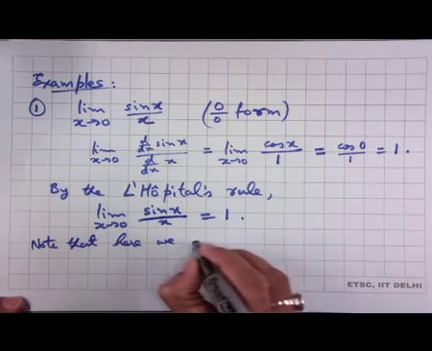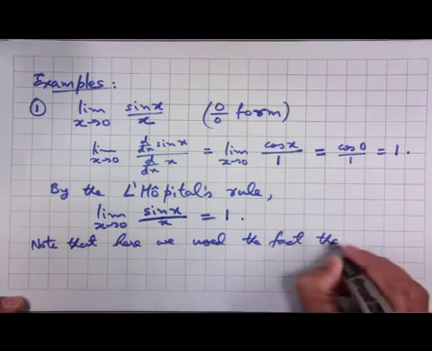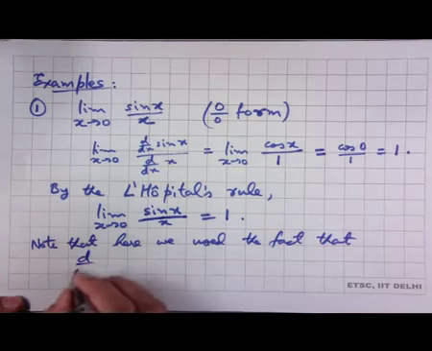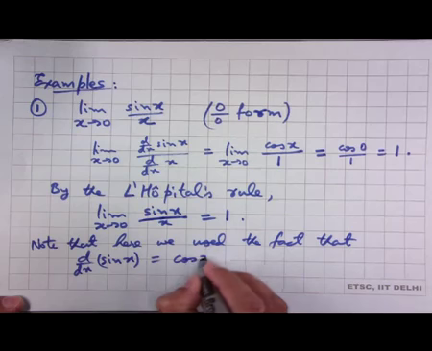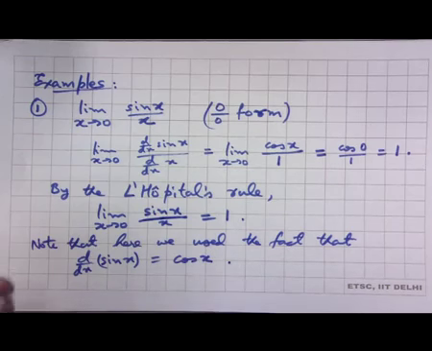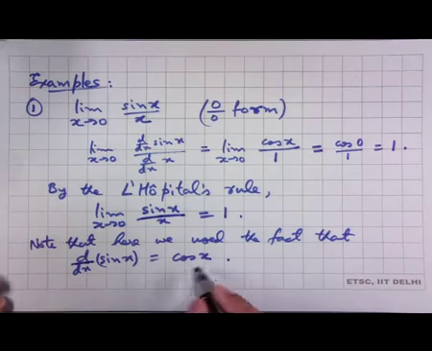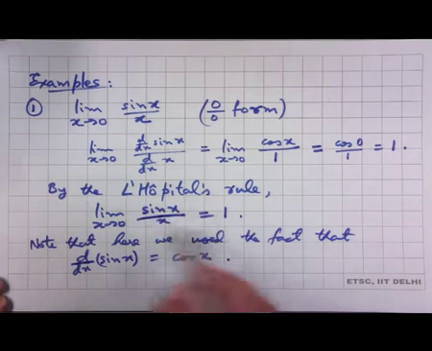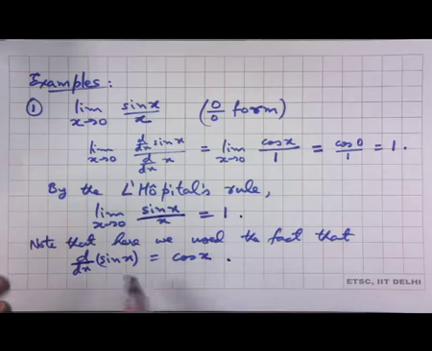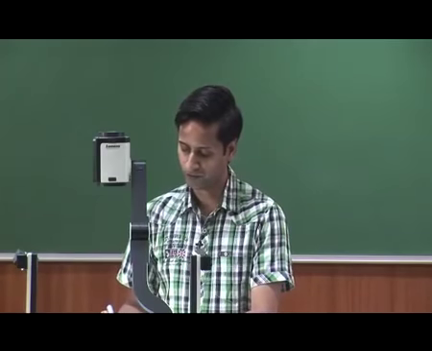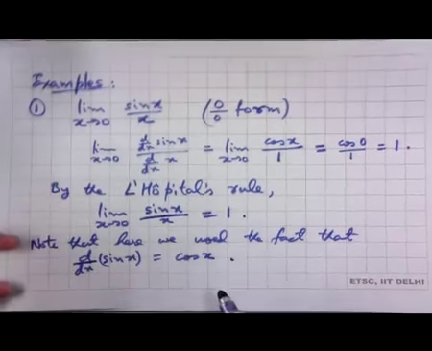Note that here we use the fact that the derivative of sin x is cosine x. In fact, if you remember the way we calculated that the derivative of sin x is cos x, we used the fact that the limit of sin x by x is equal to 1. But suppose you know this fact by some other means, then we can also evaluate the limit of sin x by x equal to 1 using this L'Hopital rule.